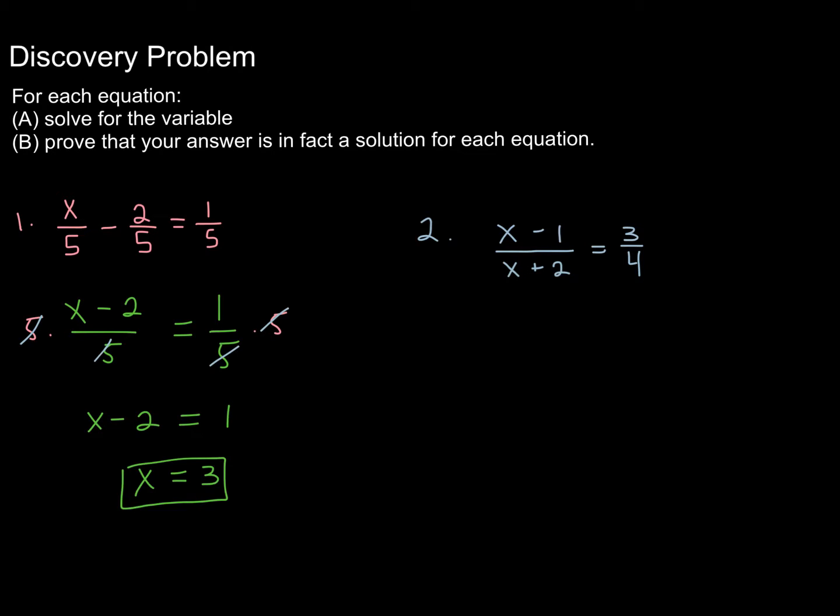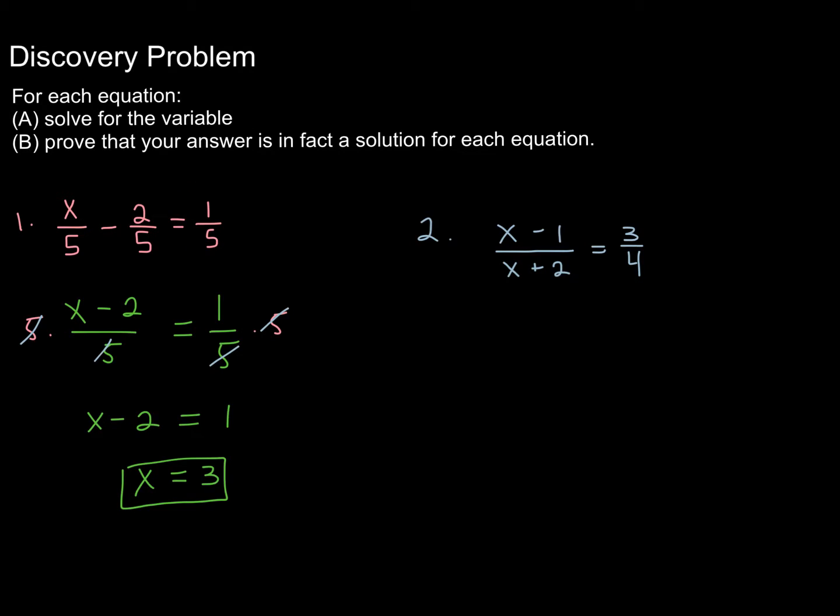And so this is a strategy that we can implement whenever we can get a common denominator amongst all of our rational expressions. All we ended up doing is saying, since we have x fifths minus 2 fifths, and that has to equal 1/5, then x must be 3, since 3 fifths minus 2 fifths will equal 1/5.